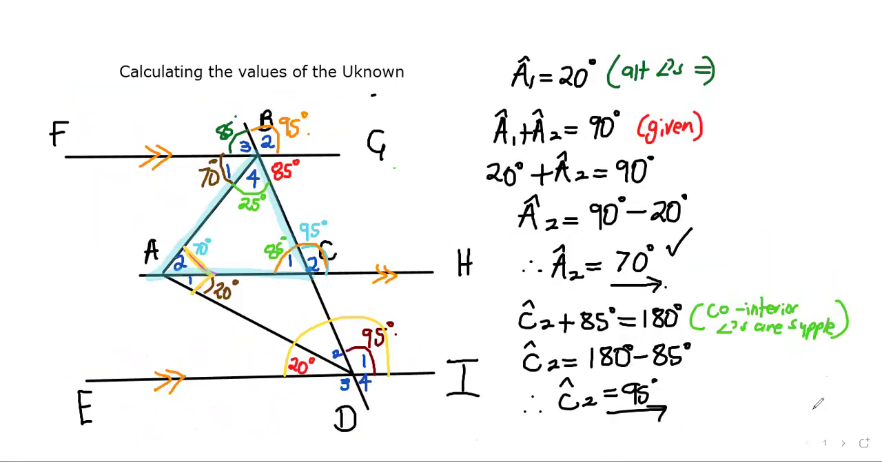So we got 65 degrees. If you want, you can go to the diagram. Here you write 65 degrees. You can write 65 degrees. This angle is 65 degrees.